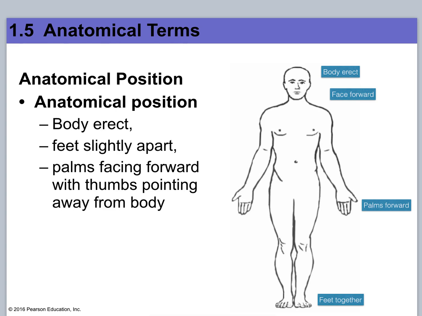The anatomical position is a specific position with these characteristics. The body is erect, the feet are slightly apart, and the palms are facing forward with the thumbs pointing away from the body. It's important to note that the palms are facing towards the front of the body. The backs of the hands are towards the back of the body. That's the anatomical position.